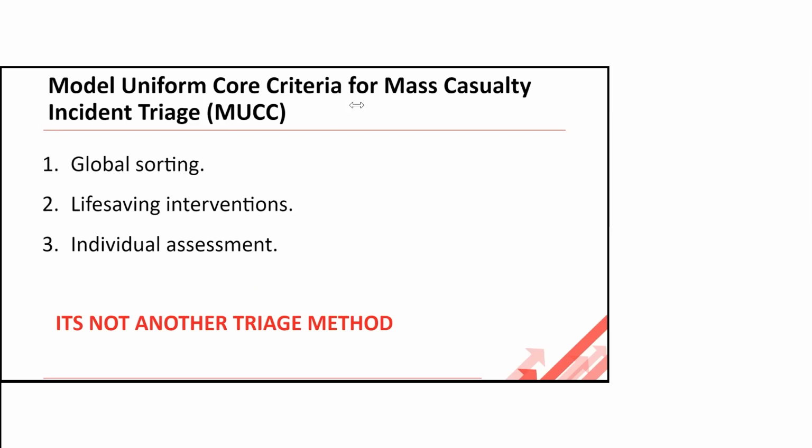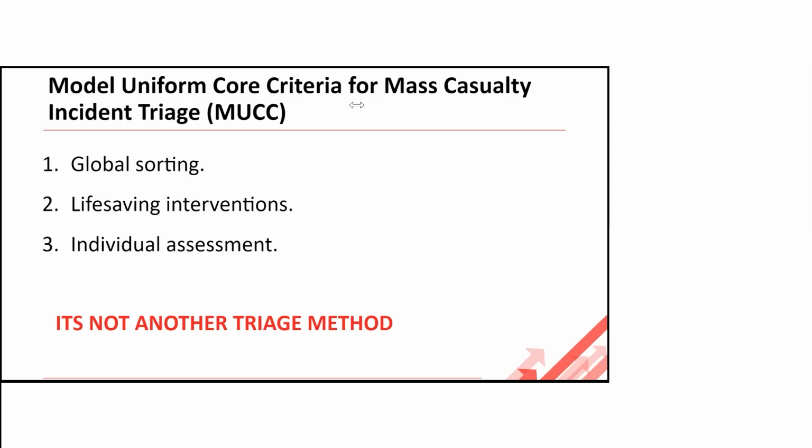But so the Model Uniform Core Criteria for mass casualty incident triage, or MUCC, M-U-C-C, that's actually what it is. So it's a standard set of guidelines that all mass casualty triage systems should follow. It is not another triage method. So just do not get confused. We are not talking about having a new triage system. We already have enough, okay?